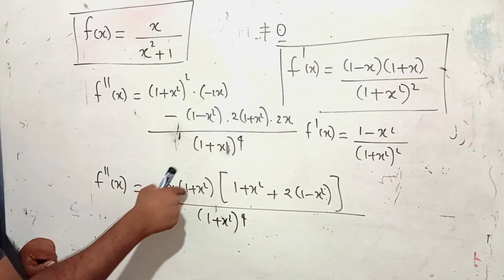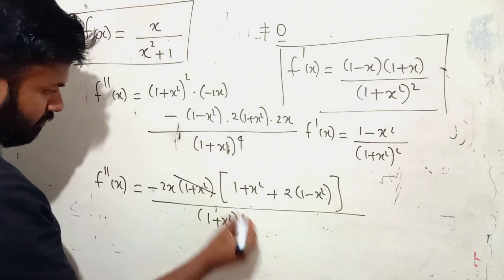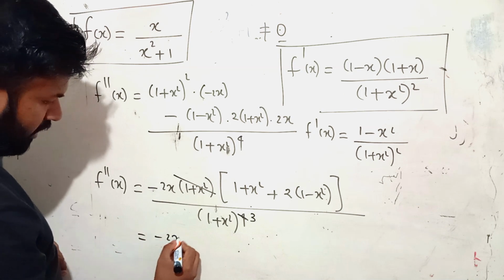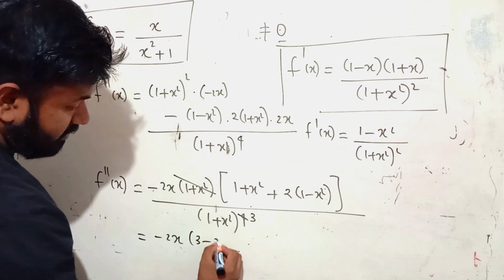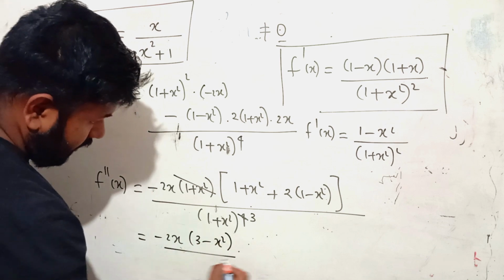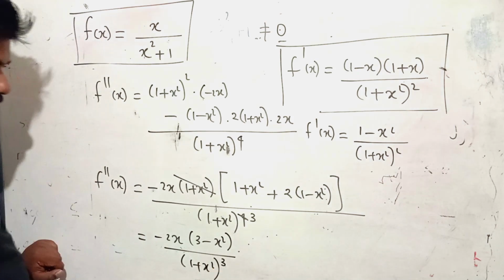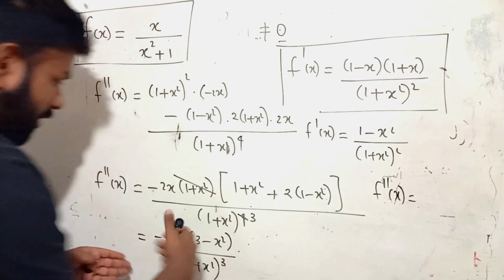Right. Here you have 1 plus x squared, and here you have 1 plus x squared whole to the power 4. So you can simplify, right? If you simplify this one, you'll be getting minus 2x times (3 minus x squared) divided by (1 plus x squared) whole thing cube.